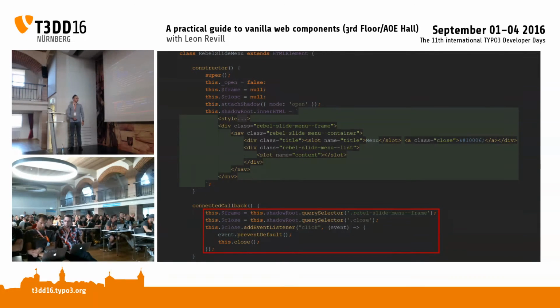And we're also going to select the close button and store that as a reference on a class property. And we're also going to add an event listener so that when somebody clicks on that close button, we can then call a local close method, which we're going to implement next.